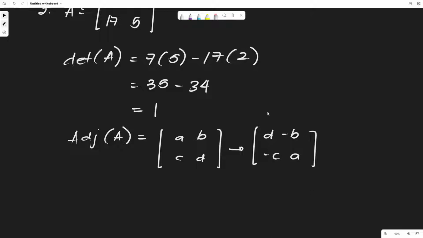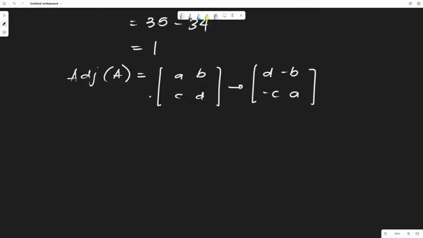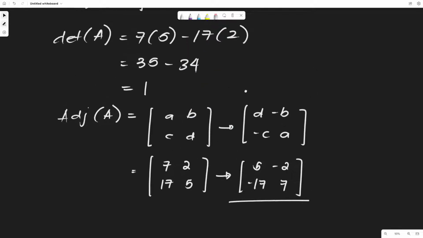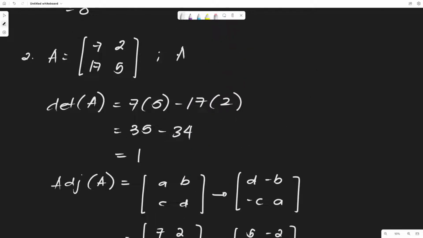So in this case, in our example, we have 7, 2, 17, 5. Let me get its adjugate matrix: D, A, negative B, negative C. So we have 5, negative 2, negative 17, and 7. This is our adjugate matrix. Let me plug it into our formula: the inverse is equal to 1 over the determinant of A, times the adjugate matrix of A.